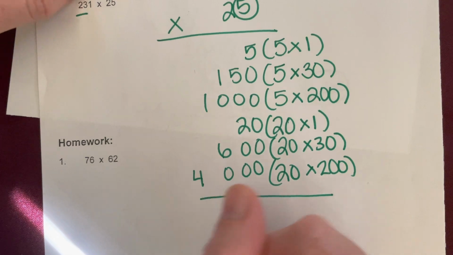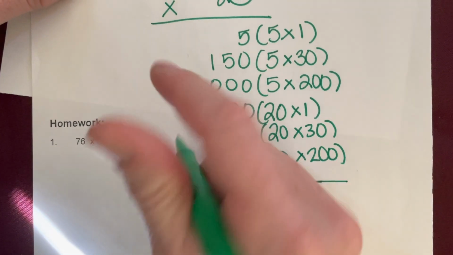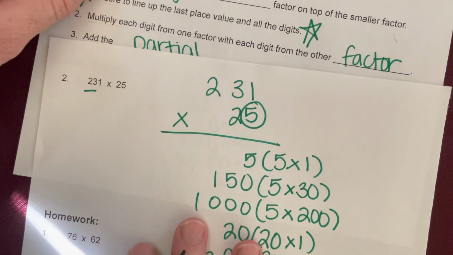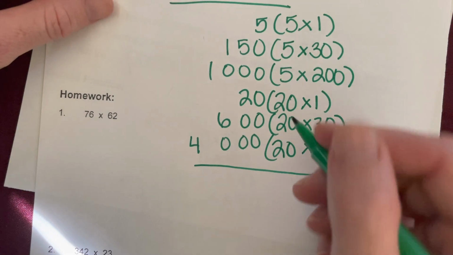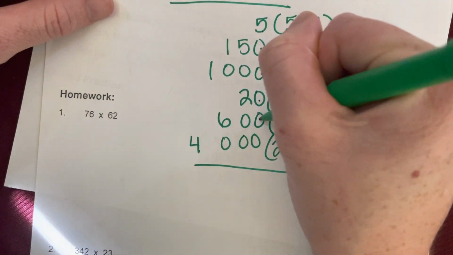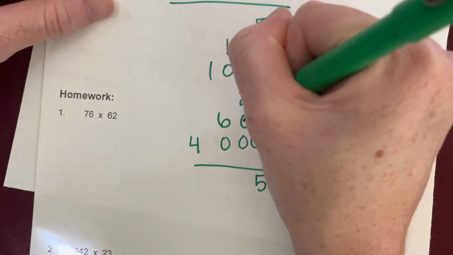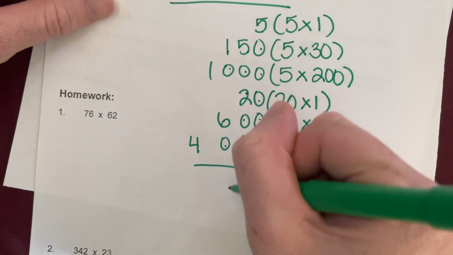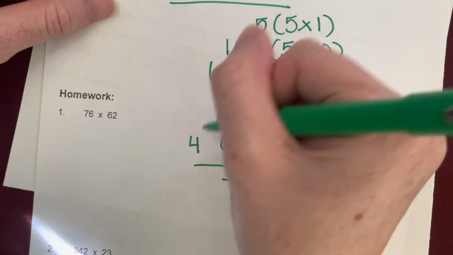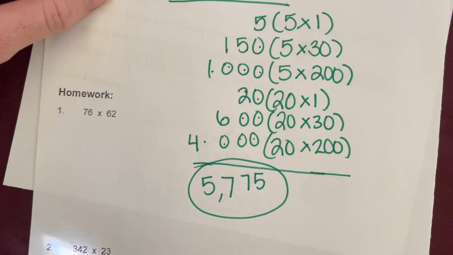And I am writing way big. I hope you guys are writing smaller. So last step is add the partial products. So now I need to add all of these together. So I have 5 plus 0 plus 0 plus 0 plus 0 plus 0 is 5. 5 plus 0 plus 2 is 7 plus 0 plus 0 is 7. 1 plus 0 plus 6 plus 0 is 7. 1 and 4 is 5. So I have 5,775.